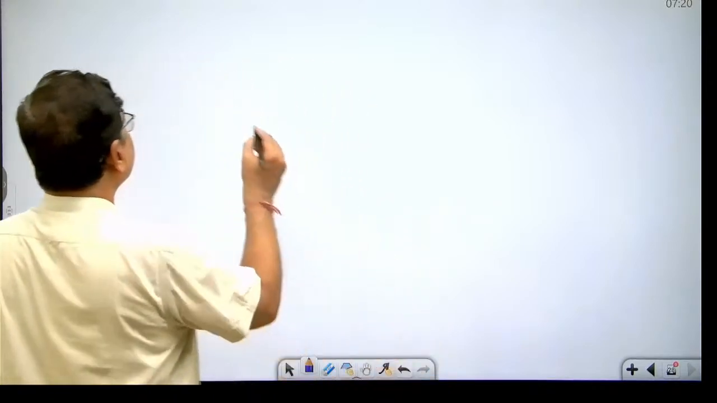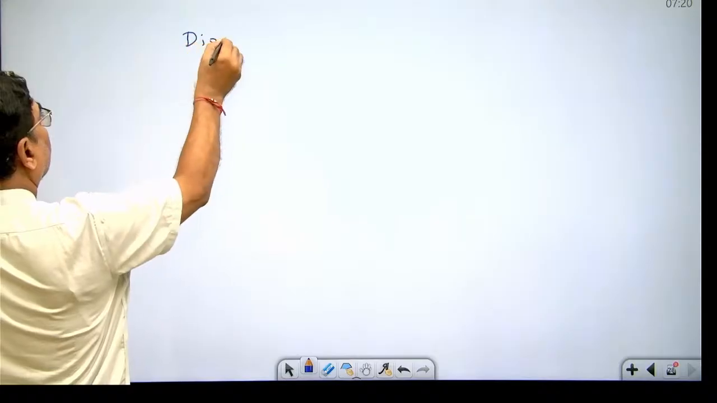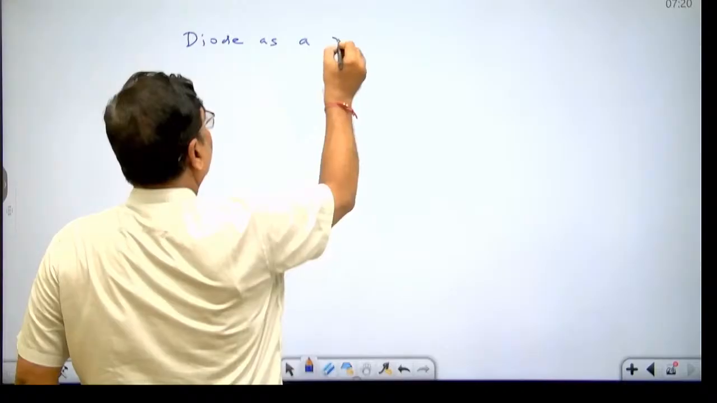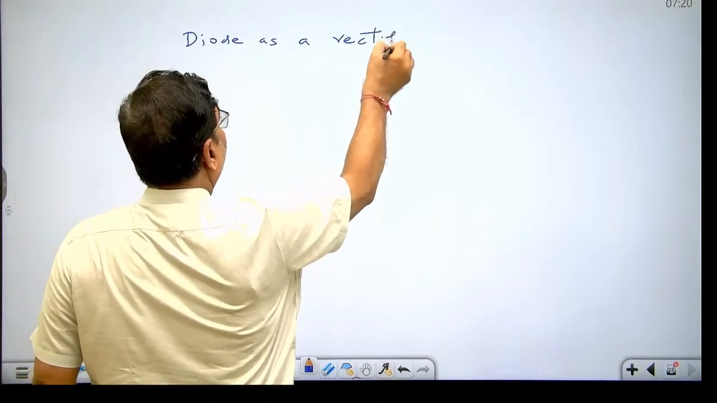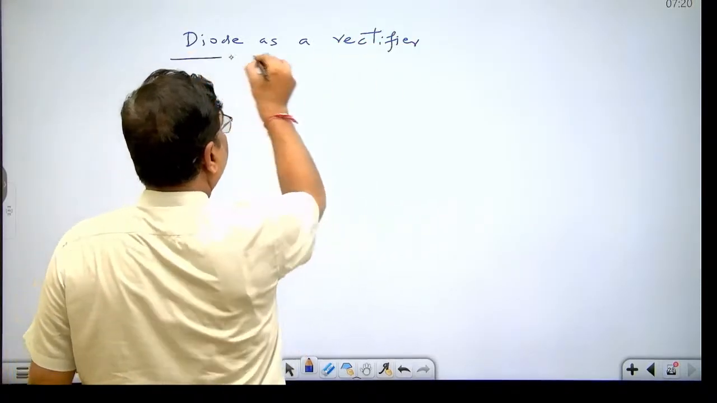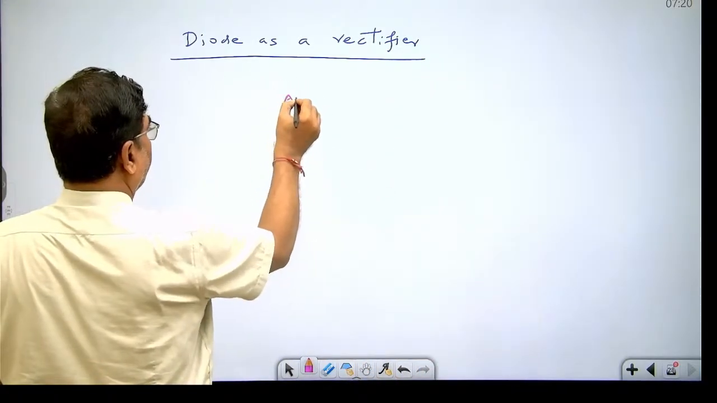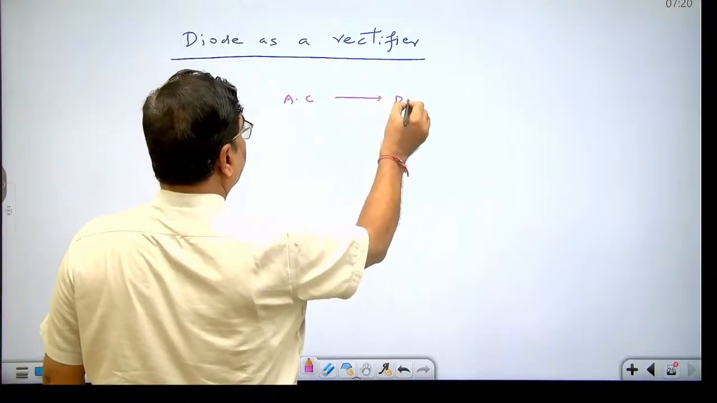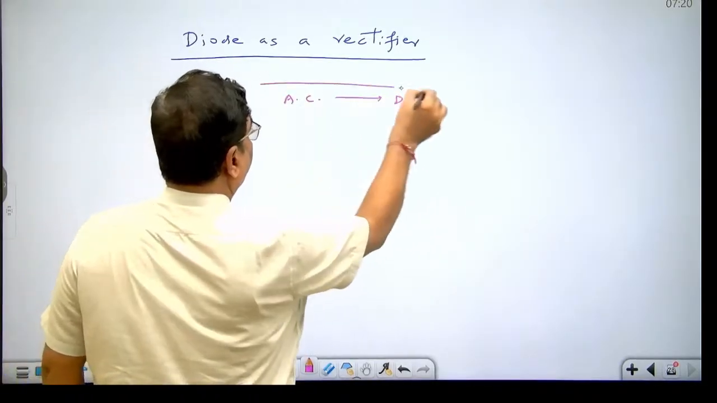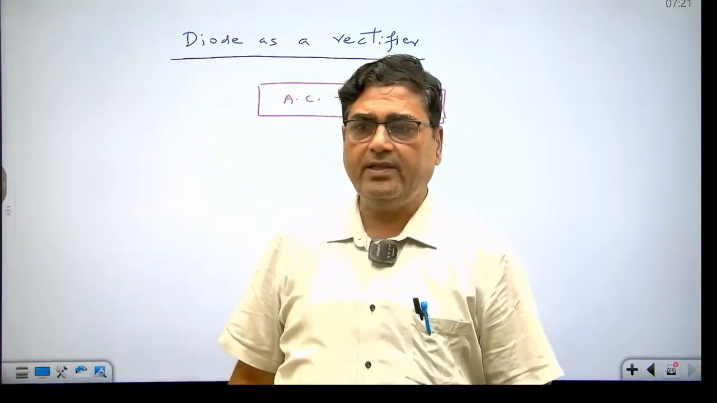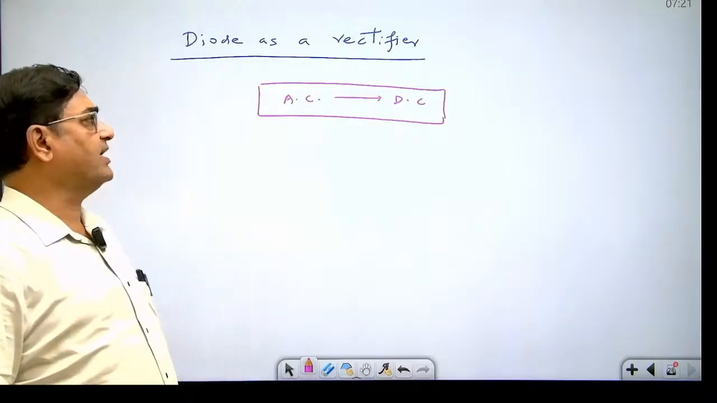Dear student, there is one very important application of diode, that is as a rectifier. Diode as a rectifier. What is rectifier? A rectifier is an apparatus to convert alternating current into direct current. Apparatus converting alternating current into direct current is known as rectifier, okay, and the process is called rectification.